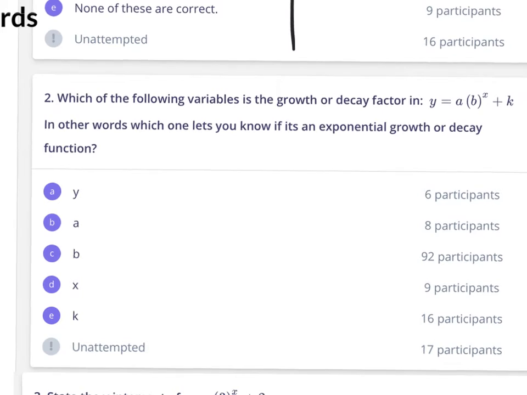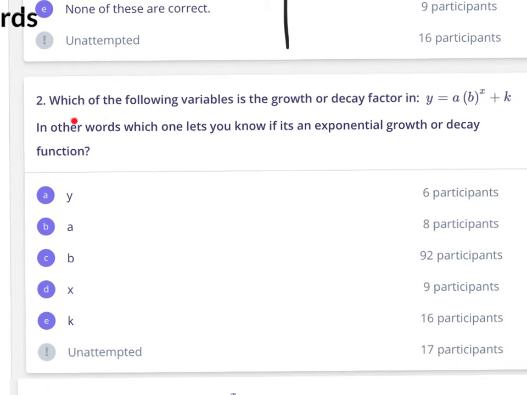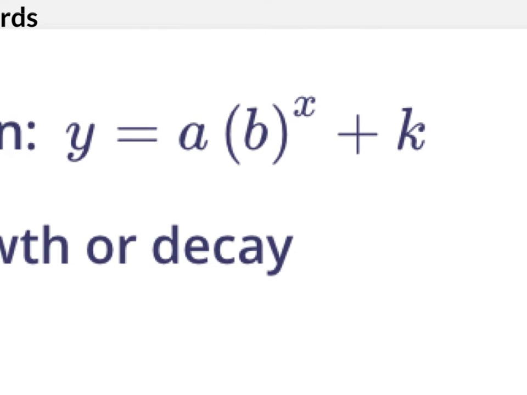Well, number 2. Which of the following variables is the growth or decay factor in y equals a times b to the x plus k? In other words, which letter will tell you if it's growth or decay? The answer is b, right? b will tell you if, from left to right, it's growing away from your asymptote, y equals k, or if it's infinitely getting closer to your asymptote, decaying towards your asymptote, y equals k.